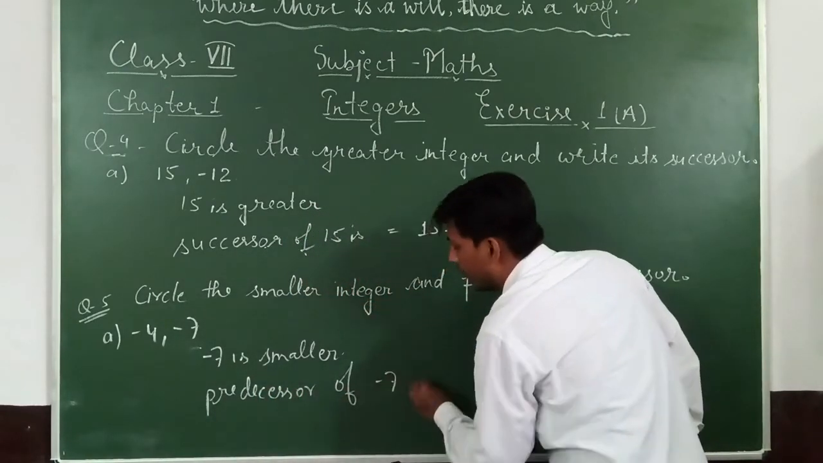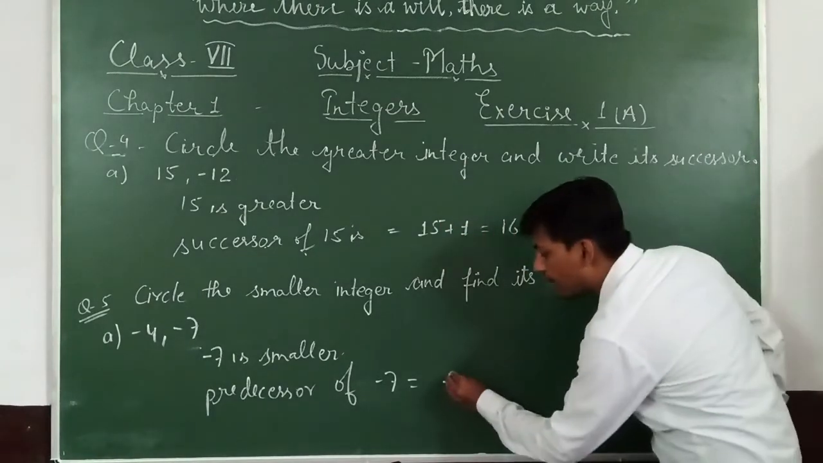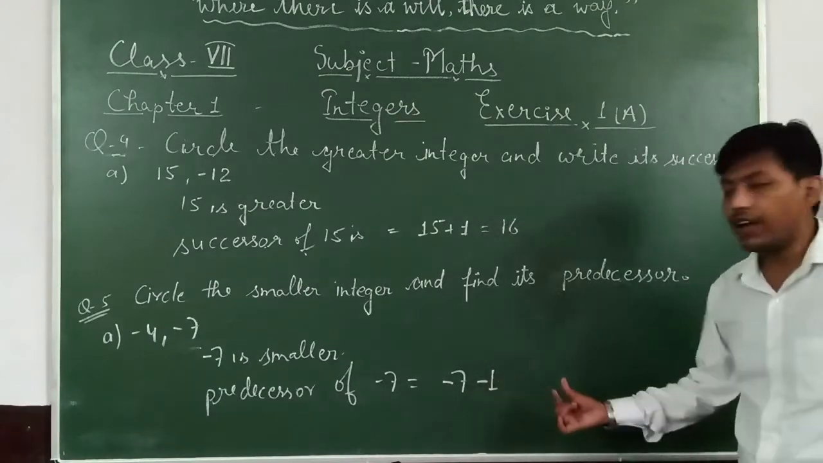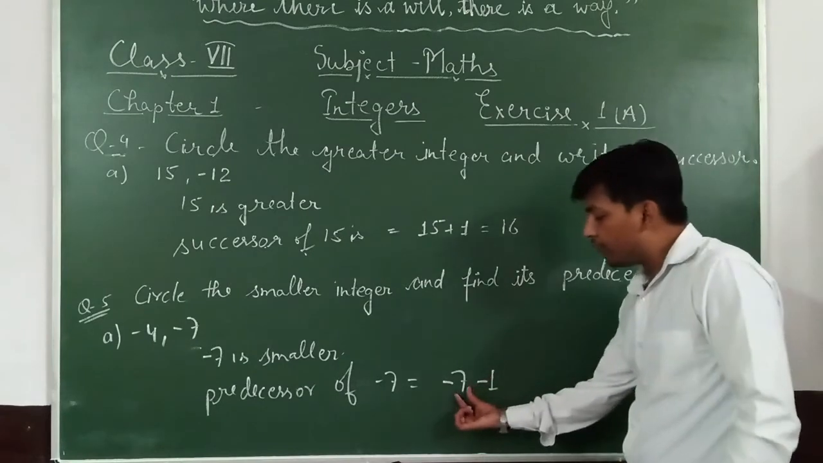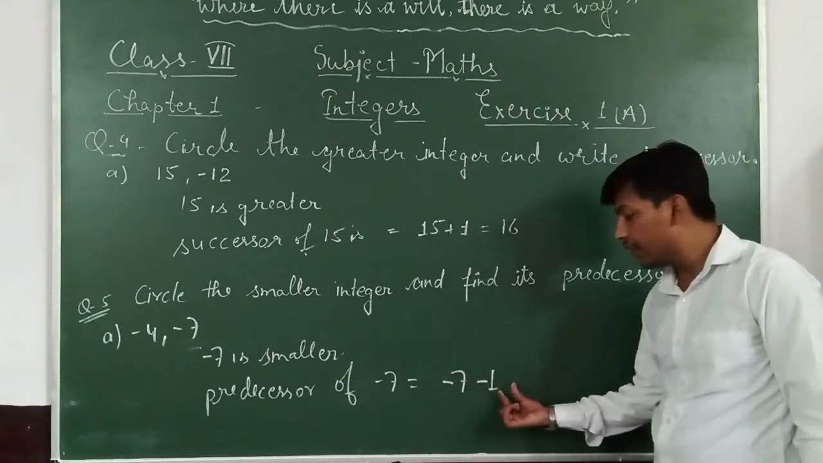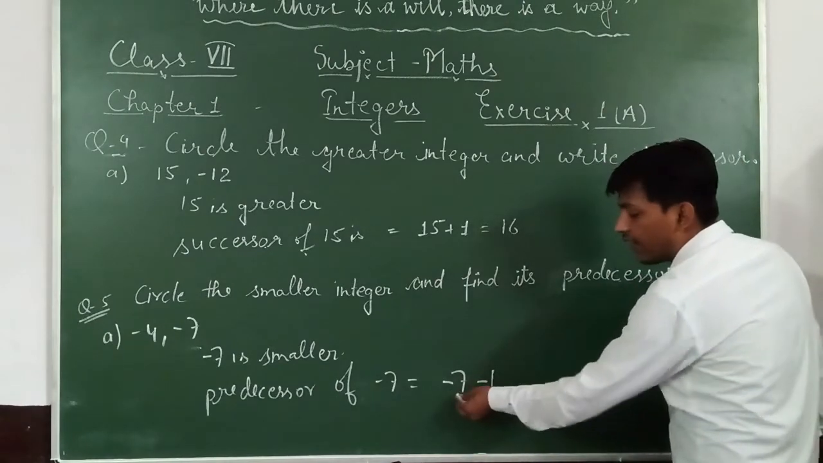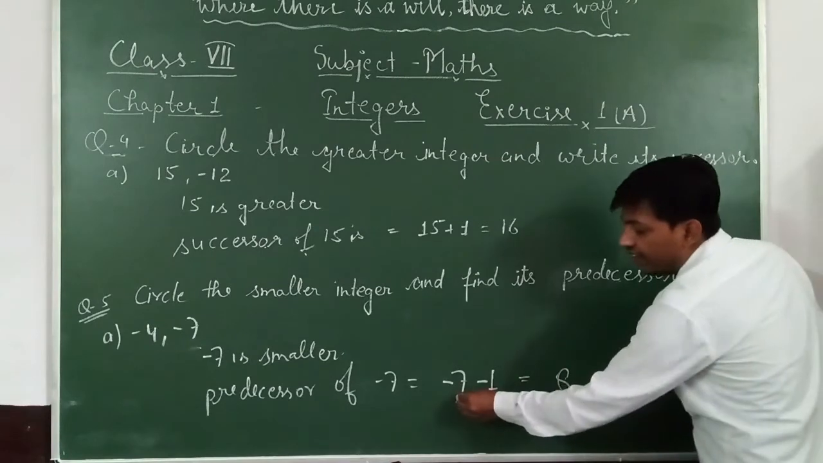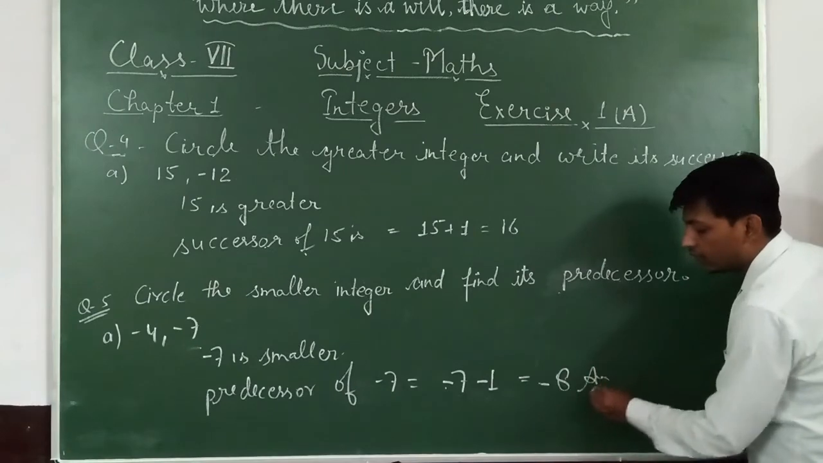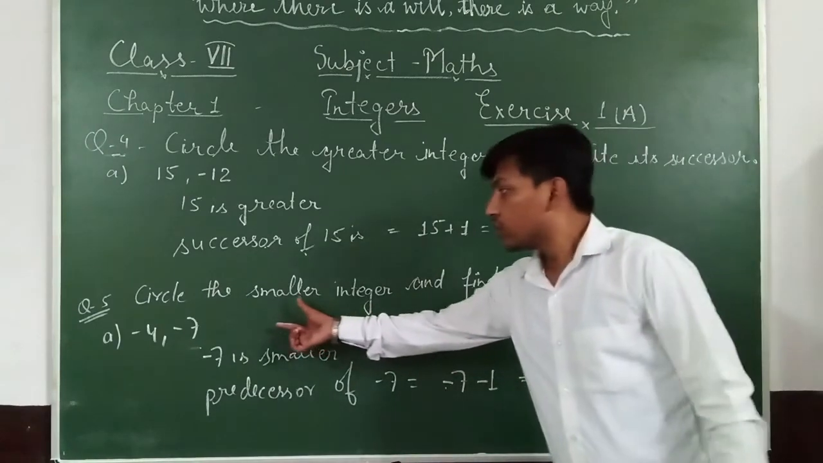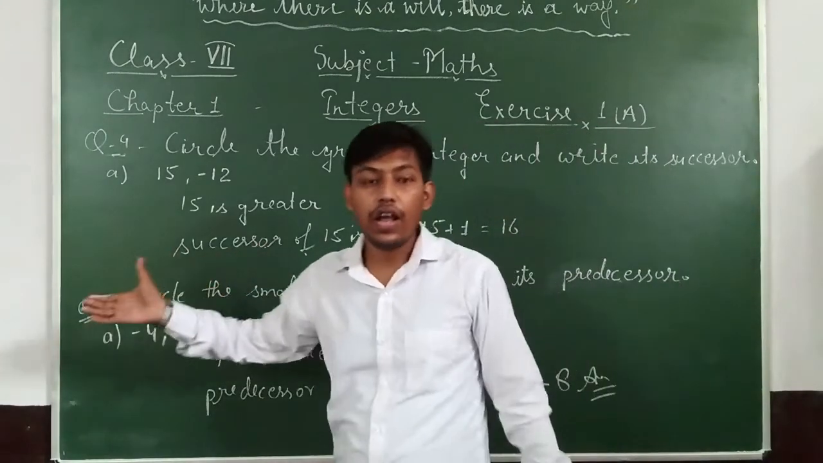Of -7. To find successor we add 1, to find predecessor we subtract 1. -7 and -1, both are negative, so that means we are on the 7th step backward and when we move one more, we will go to -8. 7 plus 1 is 8, and 7 is the larger numeral value and it has minus sign, so we will put minus sign here. So do all parts of question number 5 in your copy.